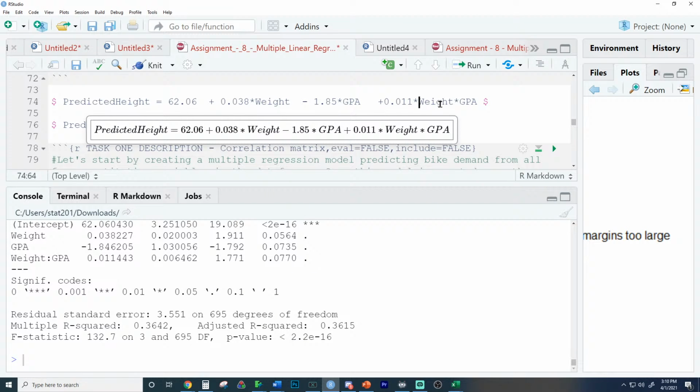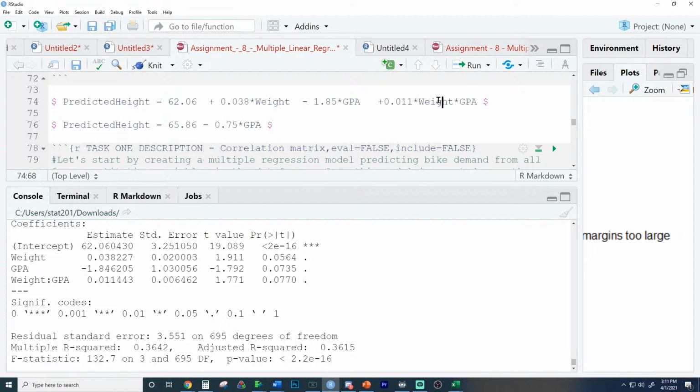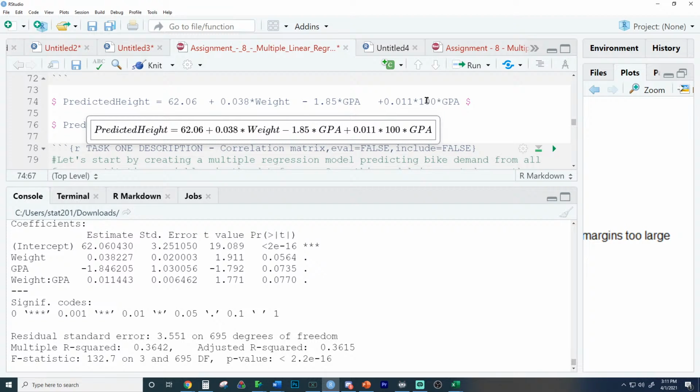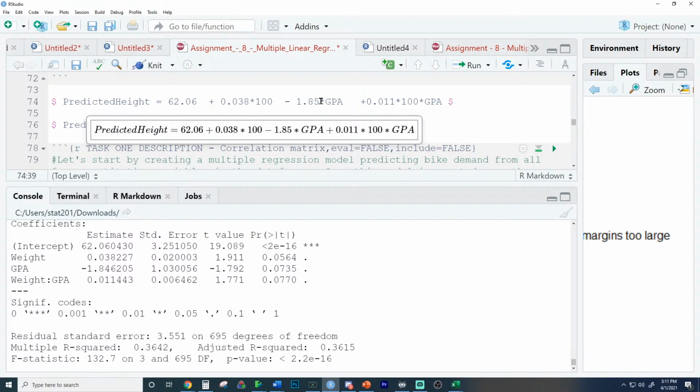If you take a look, this is the equation. What I've done right here is I've just taken all the coefficients. We have the intercept up here, that's an equals. We have weight right here times its coefficient. We have GPA, which is negative, times its coefficient. We have the interaction term, because this stands for the interaction term, times its coefficient right here. So what we can do then is plug in a value like 100, and then we would just solve through. So all we're going to do is just solve this out.